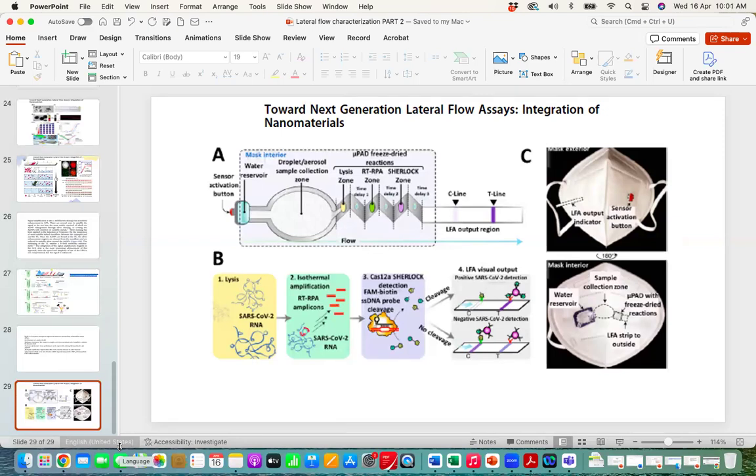CRISPR technique instead of just antibody, or we can use DNA. But that one has to be detailed out. Probably the protocol is not similar to the usage of antibody itself. Okay, it has to be designed in terms of the control line. What kind of marker should we put on the control line? It cannot be the same as when we use antibody.